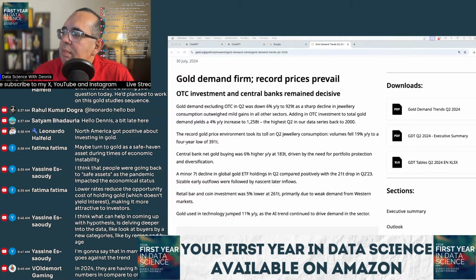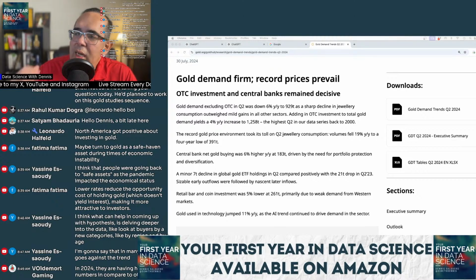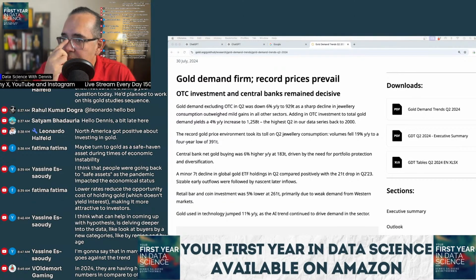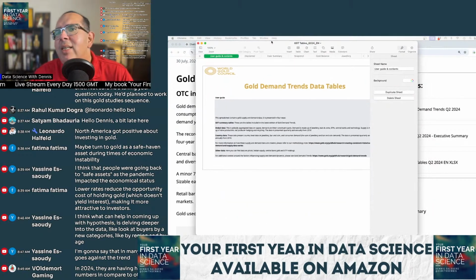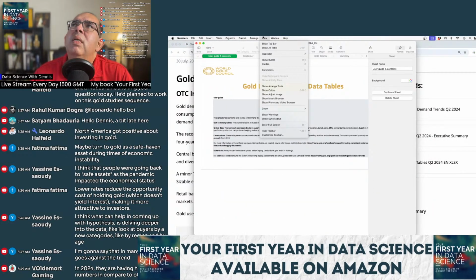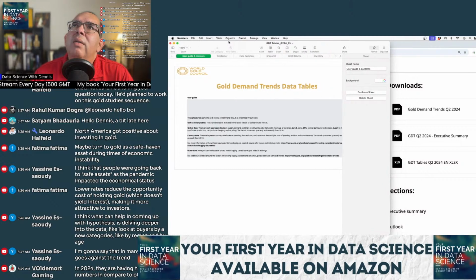So let me bring that up. And for those of you that aren't familiar with it, we're going to be opening this up on my Mac. I don't have Excel on my Mac. I have what is this called? Numbers or Pages? I don't even know what it's called. Numbers. It's called Numbers. But this is our data.